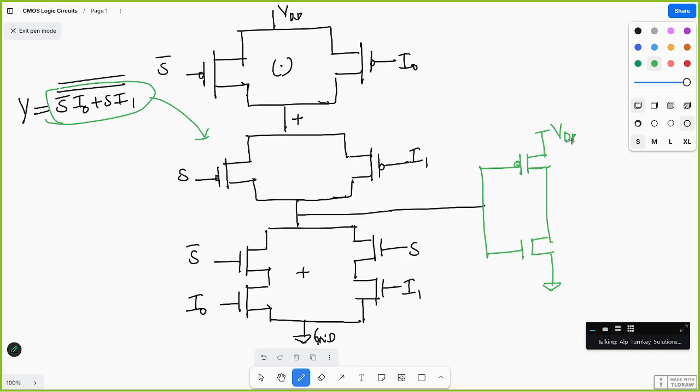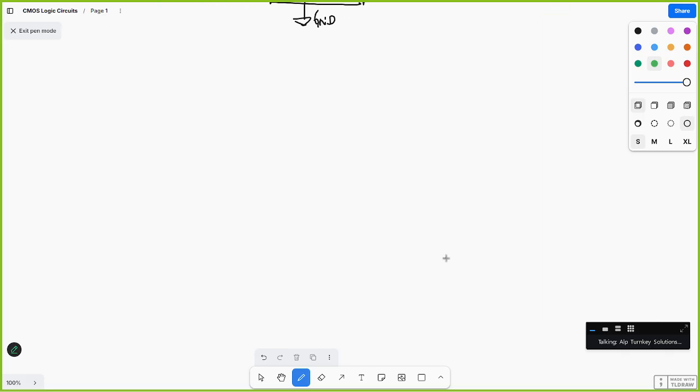Did you understand? Yes, sir. Okay. So task 3 is you need to implement half adder using CMOS. Half adder using CMOS.